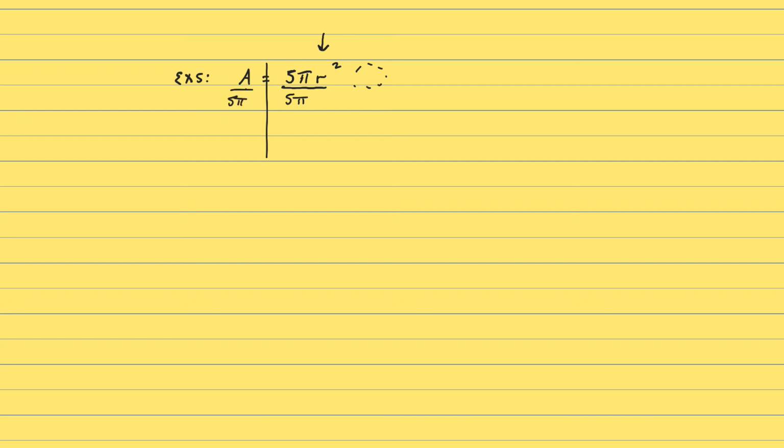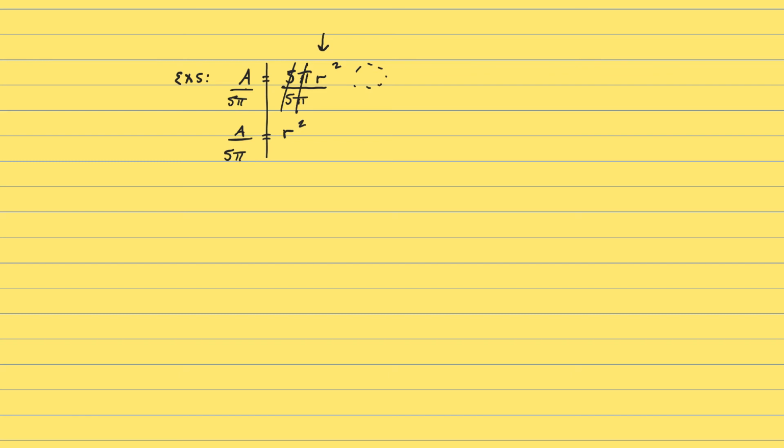Now, this is where normally I would say we're done. Remember, that's the reason why we divided, so we can cancel. But we have to actually write this out, so watch. A over 5 pi equals r squared. Now, normally, I would be done. I've done junk. I've done divide. Now, all of a sudden, wait a second, I've got a squared.